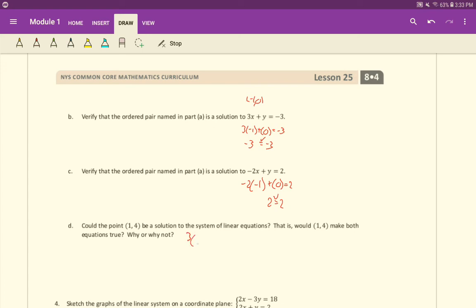You can also just plug 1,4 into one of the equations. So I'll plug it into this one right here, first one. And we can see, 1,4, so that should be a 4 there. 3 times 1 is 3. 3 plus 4 is 7. No, it's not going to work. Okay, so no, 1,4 does not solve 3x plus y equals negative 3. So it cannot be a solution to the system.